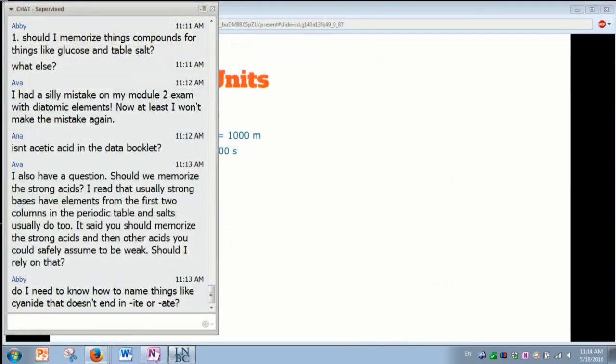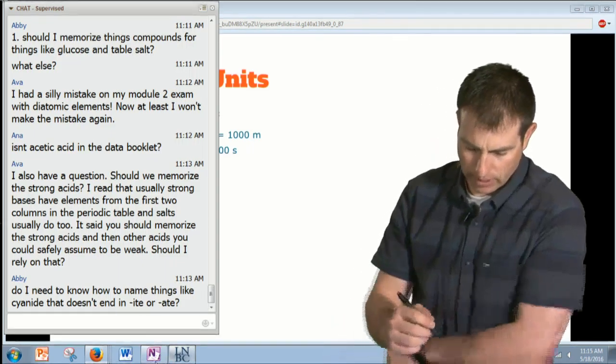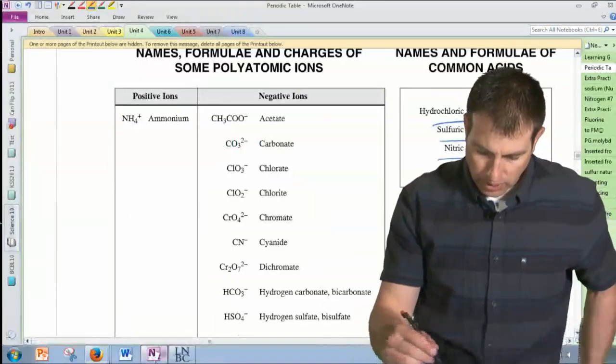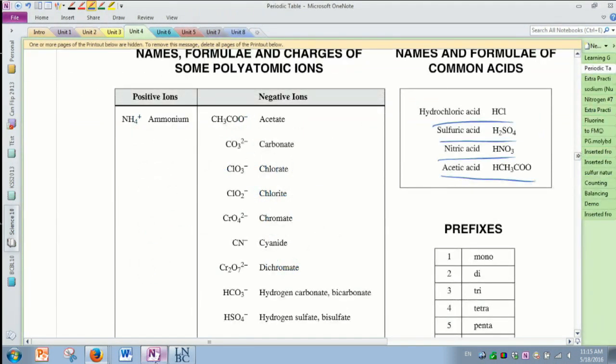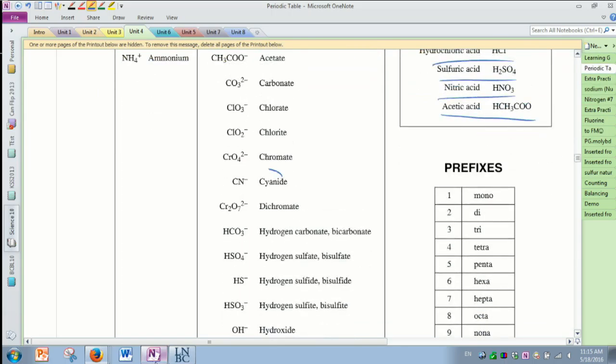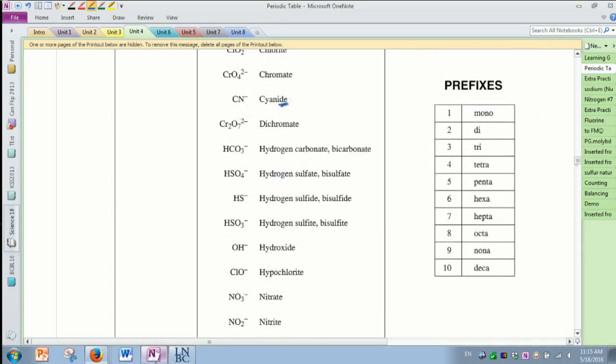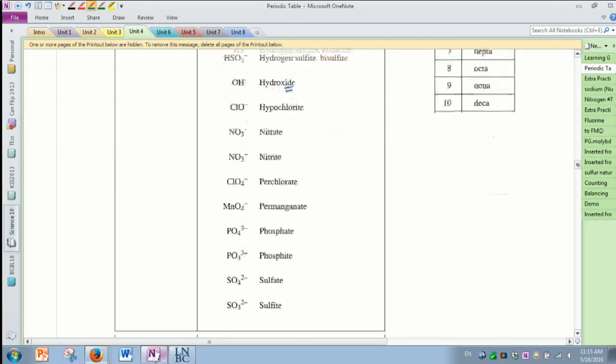Do I need to know how to name things like cyanide that doesn't have an ite or ate? I'm not sure what you mean by that, Abby. When we're talking about cyanide, it's one of the things on our common ion sheet. There are a few things on the common ion sheet that end in ide, but you can just look them up, like hydroxide, cyanide. I think those are the only two.